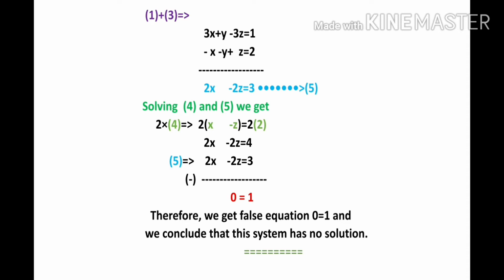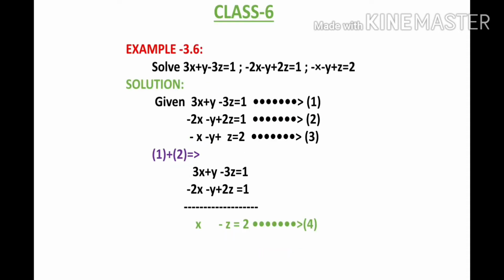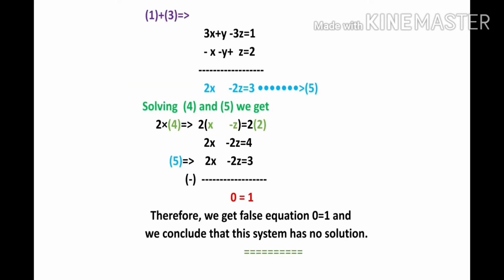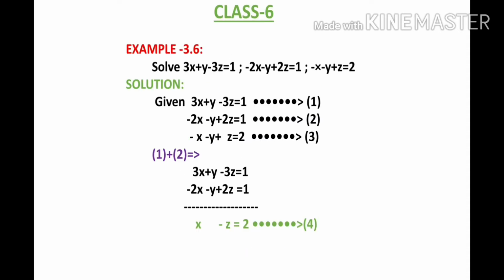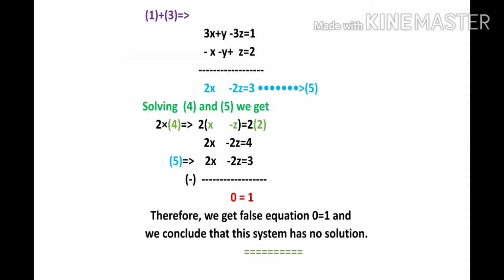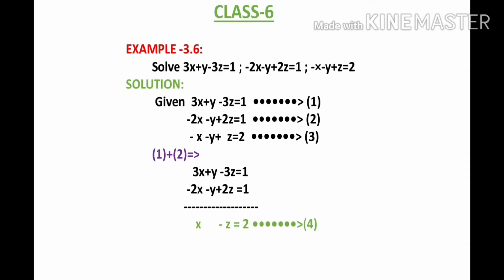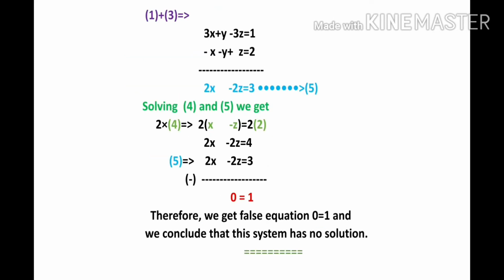Now we have to solve 4 and 5. By solving 4 and 5 we get, see the equation 4, x minus z is equal to 2. See the equation 5, 2x minus 2z is equal to 3. So we have to eliminate any one variable, either x or z. So what we have to do, we have to multiply the equation 4 by 2. This is the fourth equation given in the green color.